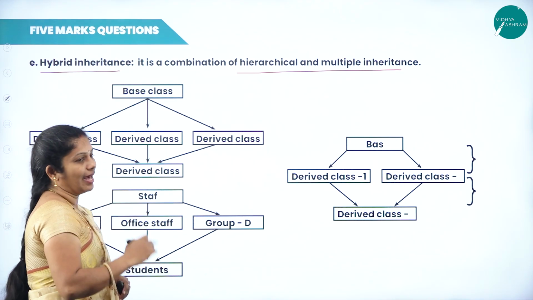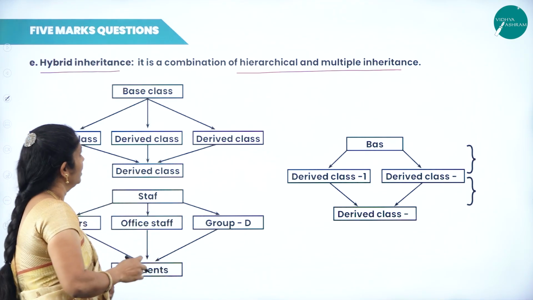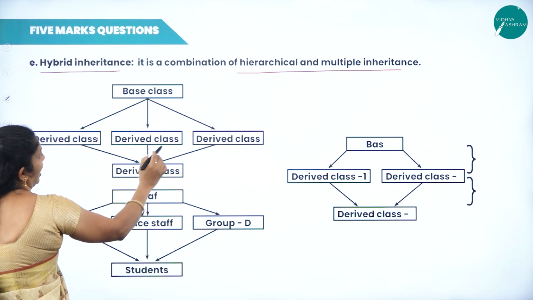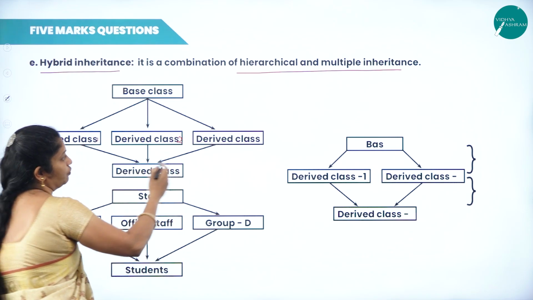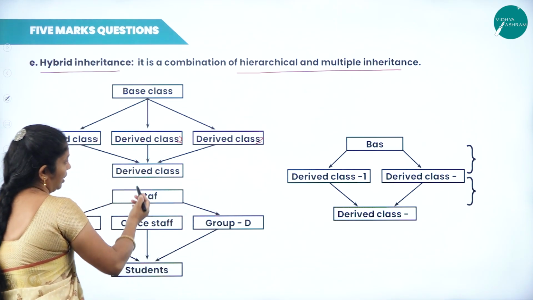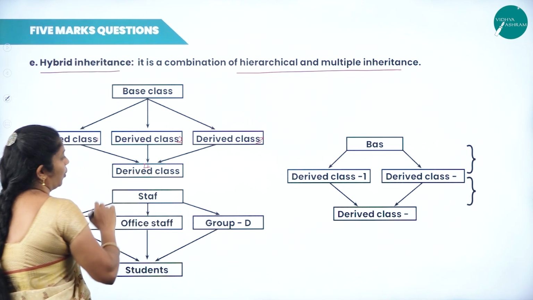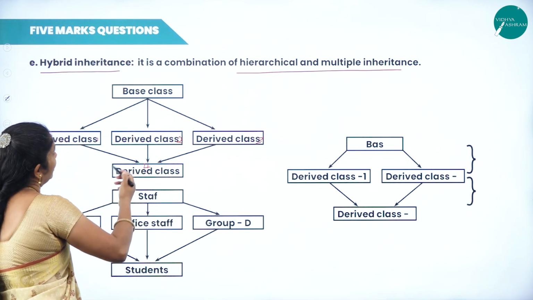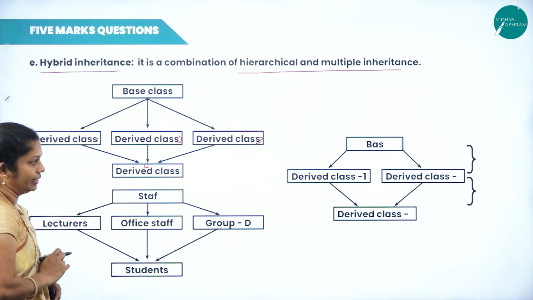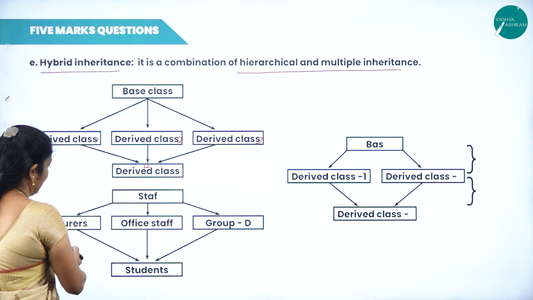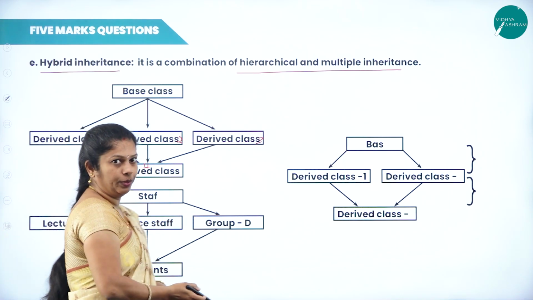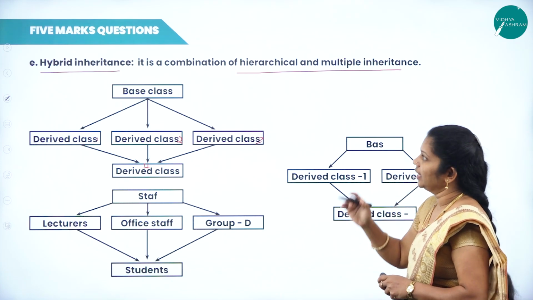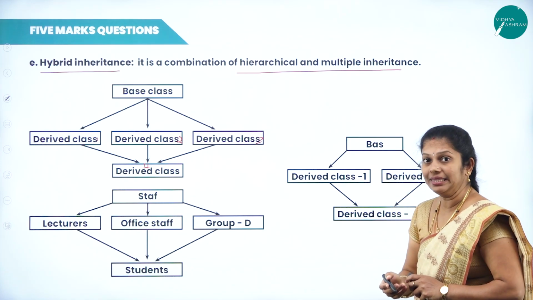Multilevel is also there, as well as multiple. Consider we have a base class, from that we have derived class 1, from that another derived class 2, and from that another derived class 3. Now this derived class 4 is derived from multiple derived classes here. Then it can be called hybrid inheritance. Whereas here, staff, lecturers, office staff and group D, from this we have one more derived class, for example student. This is nothing but hybrid inheritance.